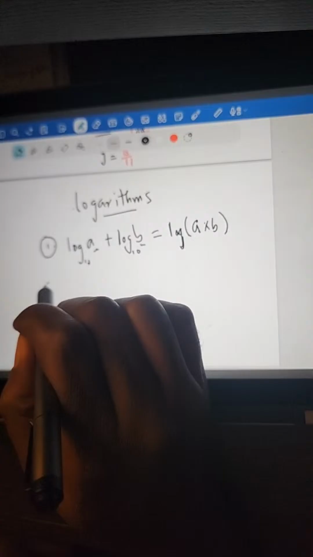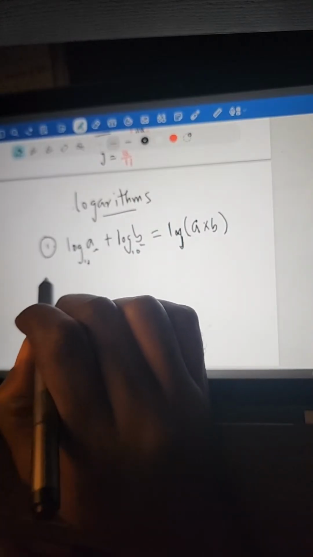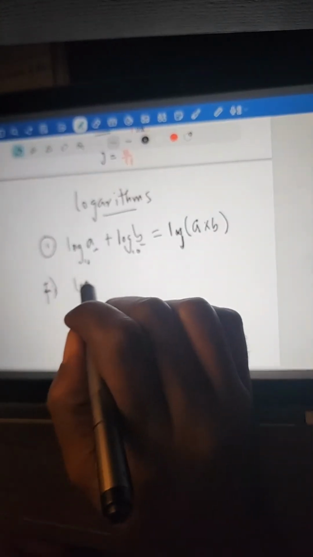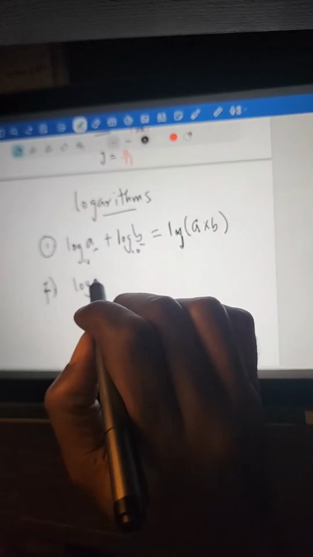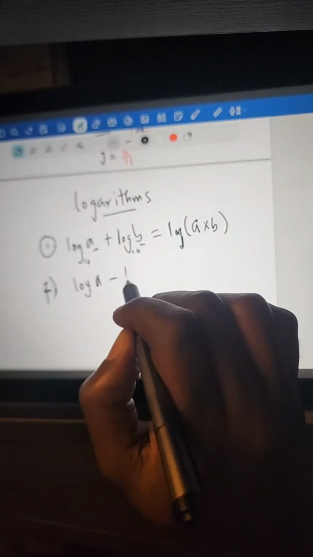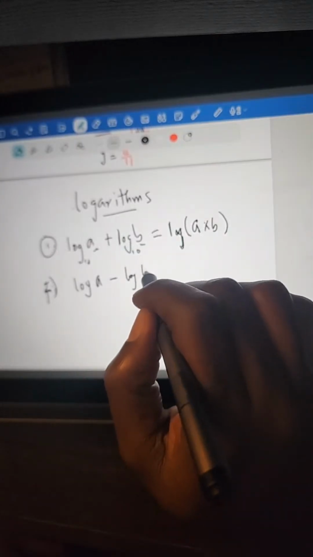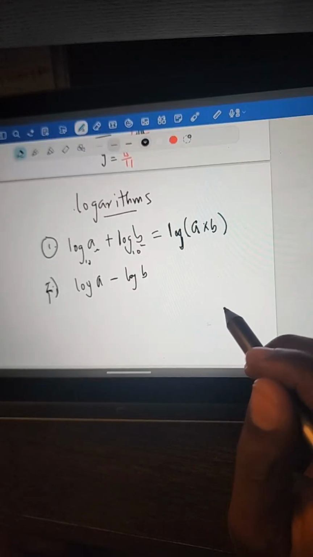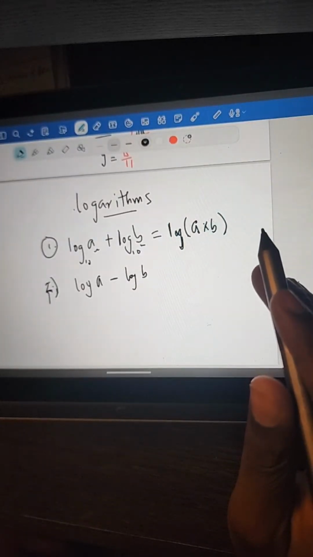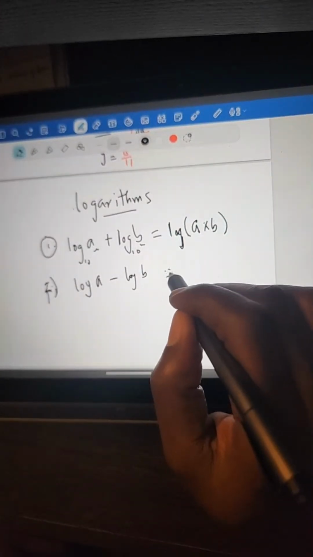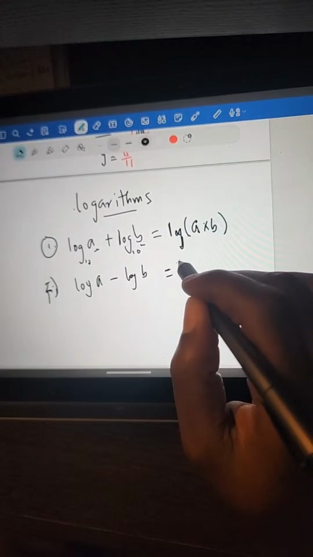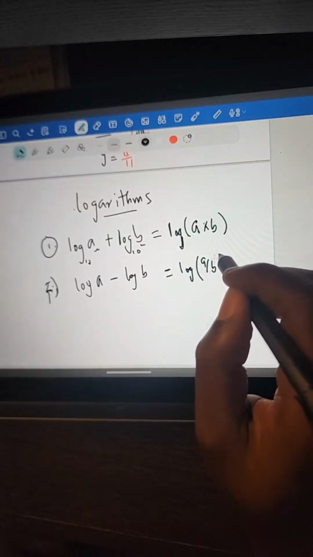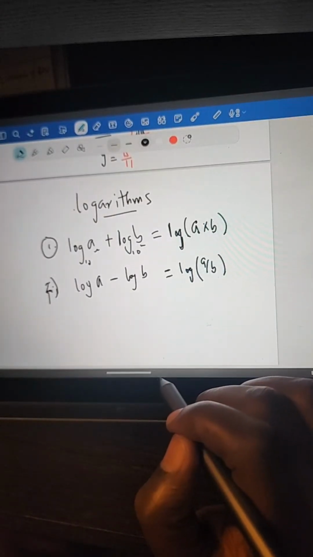Now, this pen is not writing well. Now, for the second part, if you have log A minus log B, having the same base, here you can say that this is the same thing as saying log of A divided by B.